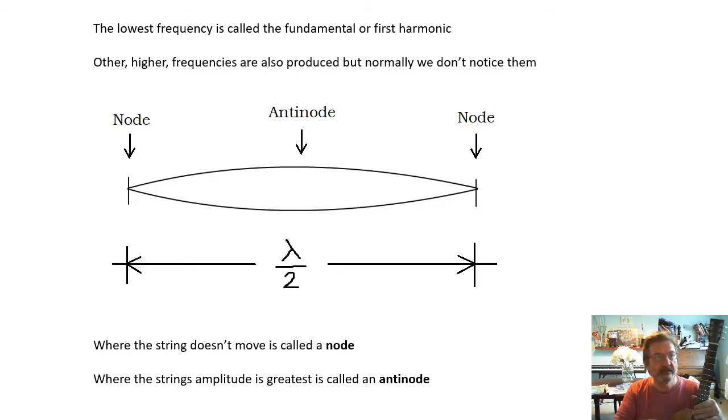The fundamental is a single loop. In the middle of the string it's vibrating a lot up and down. That's called an antinode, where the amplitude is maximum. And then at the ends of the string, where it's not vibrating at all, where the amplitude is zero, they're called nodes. So each loop is two nodes and an antinode. The fundamental frequency is one loop. The second harmonic is two loops. The third harmonic is three loops. As I said, I've already done a video on that.